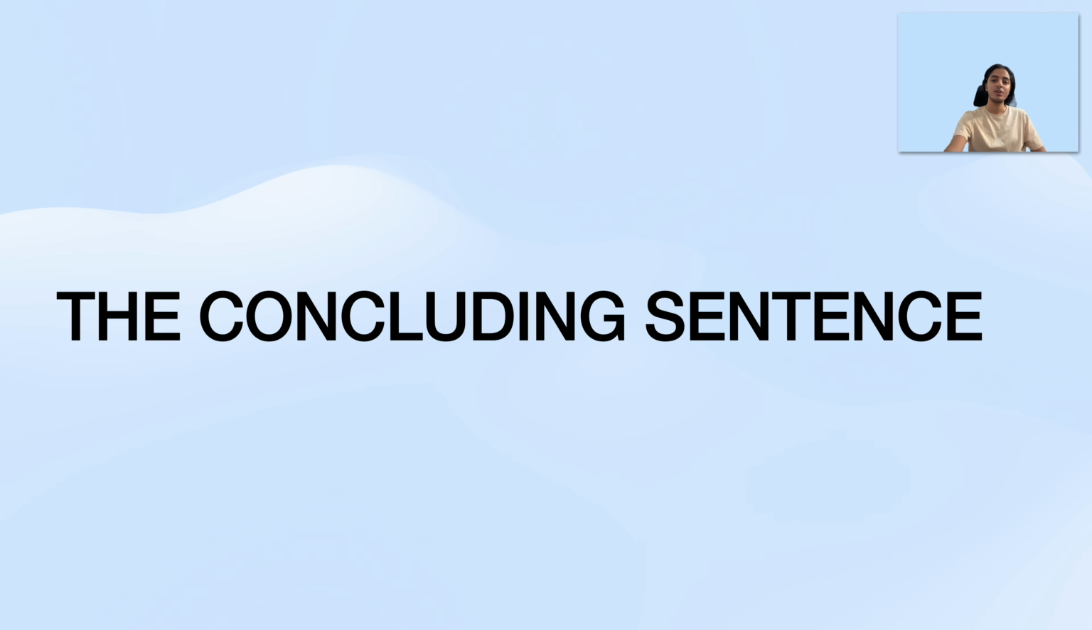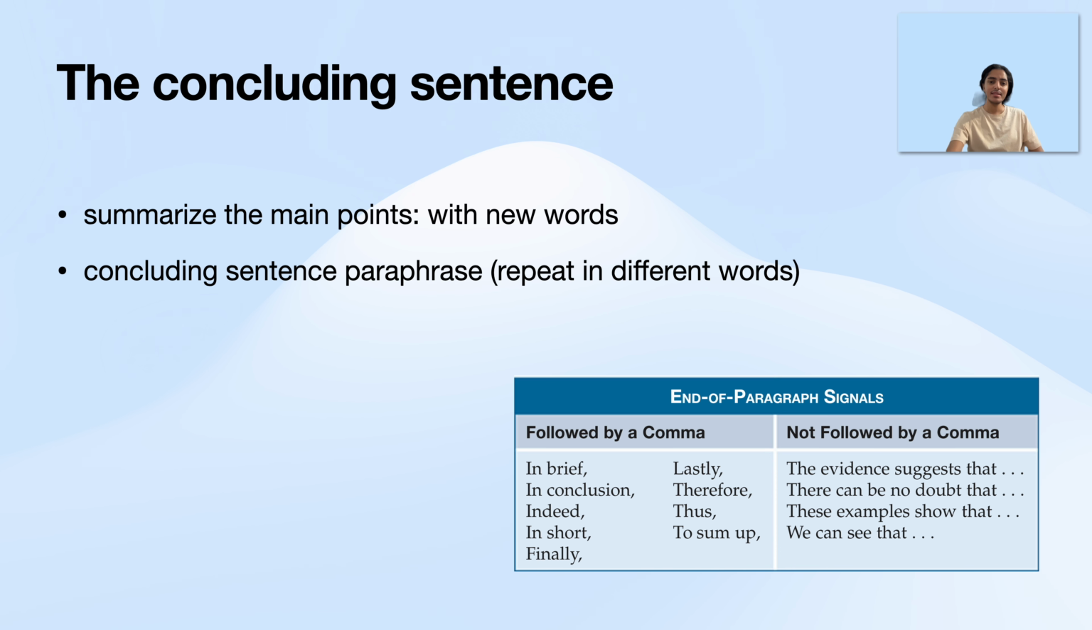Lastly, let's talk about the concluding sentence. Not all paragraphs have a concluding sentence. Especially in a multi-paragraph essay, not all paragraphs need to have concluding sentences unless those concluding sentences are long. But in general, in a single paragraph, it's good to have a concluding sentence. Well, there are many things we could do for concluding sentences. They include summarizing the main points with new words, paraphrasing, or really paraphrasing the topic sentence. Repeat the topic sentence in different words.